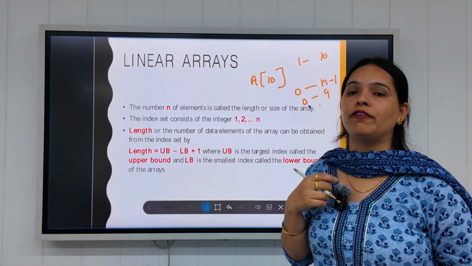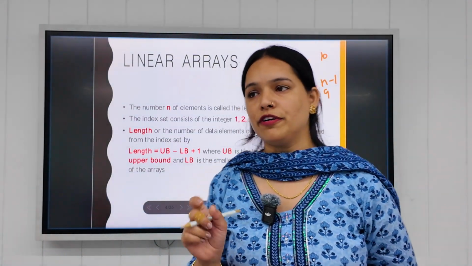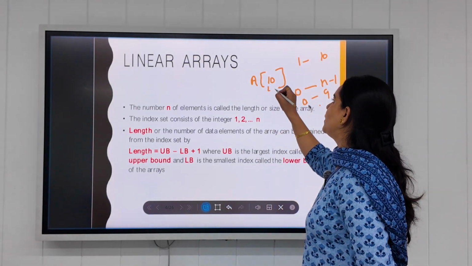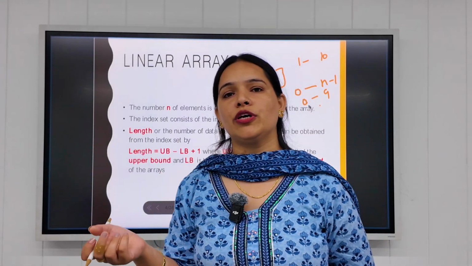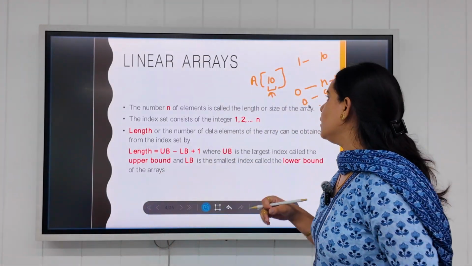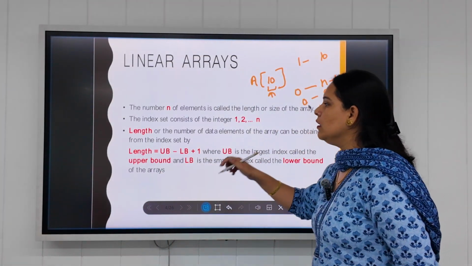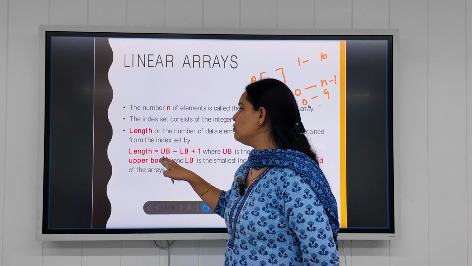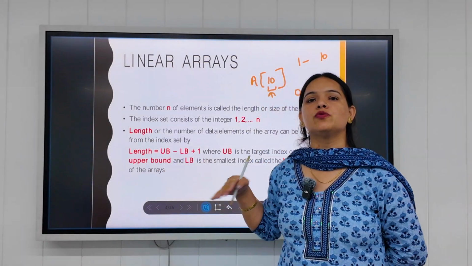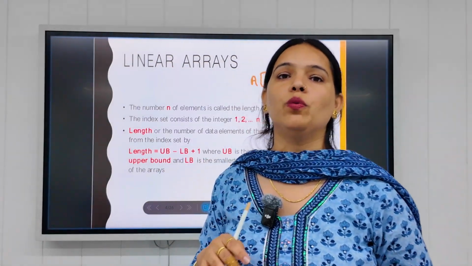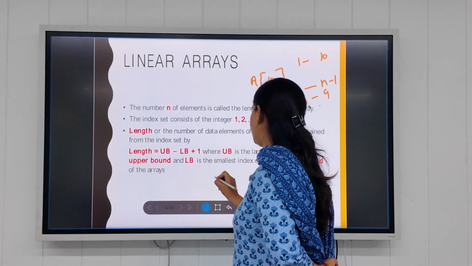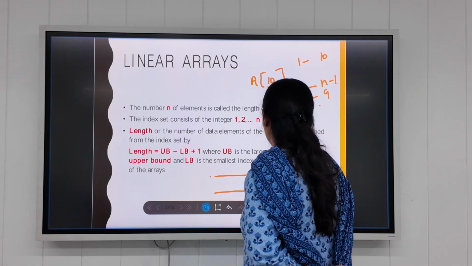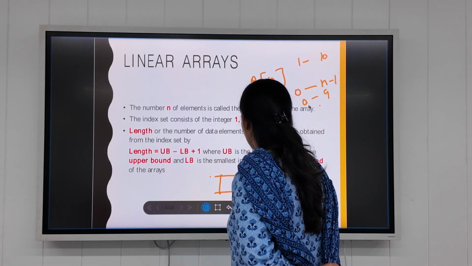Now, how will I find out the length of it? Firstly, with this size, we can identify what is the length of array, what consecutive memory locations it can occupy, and other than that, there is a method like length equals UB minus LB plus 1. Now, what is UB? What is LB? Right? See, array is represented like this.